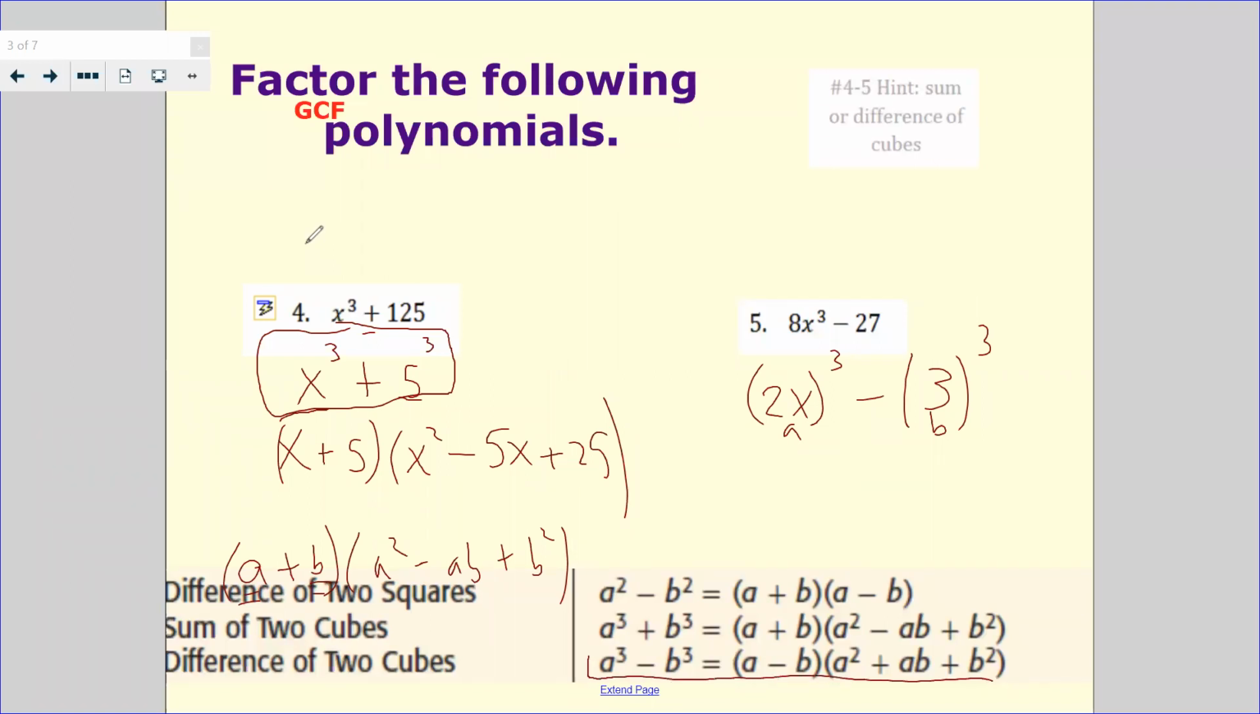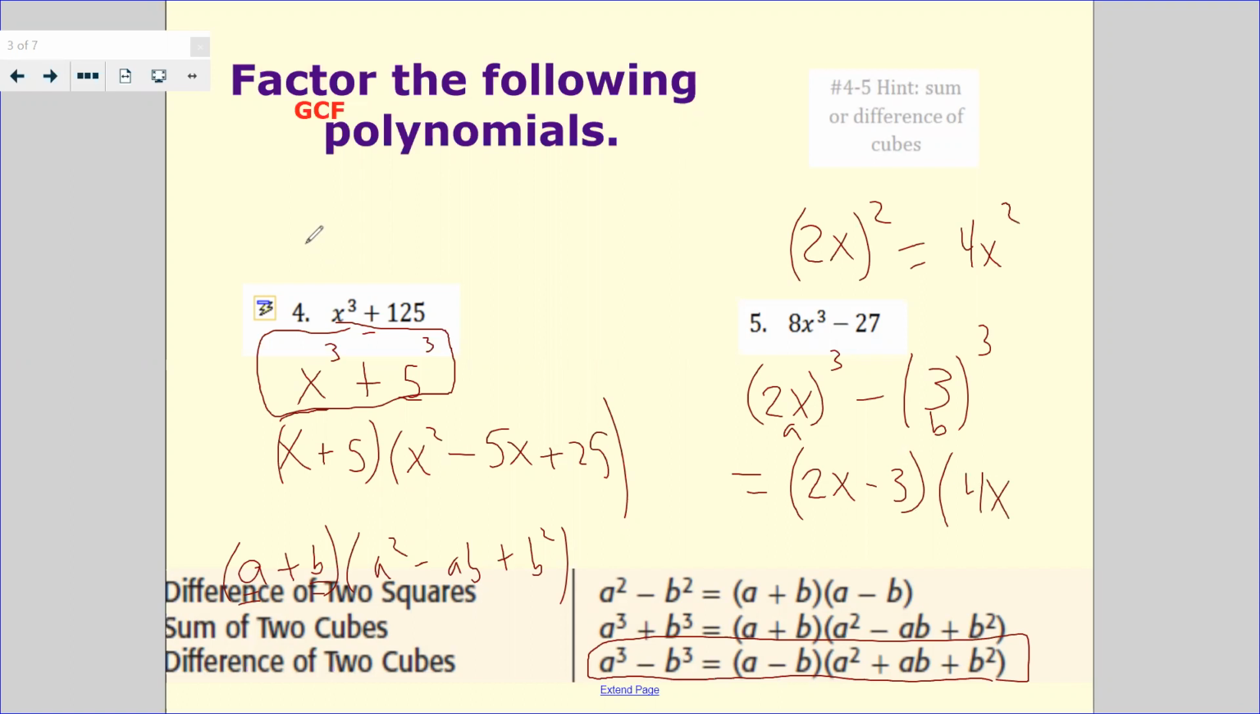I have a difference. I have subtraction. So I'm going to fill in the first piece. Instead of a, that is 2x minus 3 multiplied by, well, a squared. Got to be careful with that. A squared is actually 2x being squared. Well, that's actually 2 to the second is 4x squared. So you got to be careful with that. I'm doing some side work, but be careful with that when you're squaring.